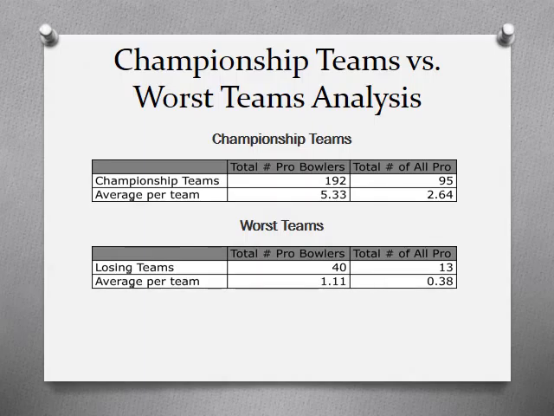When comparing All-Pro players, there are 7.31 times more All-Pro player selections on championship teams compared to the losing teams. All-Pro players on championship teams average 2.64 players per team, compared to All-Pro players on losing teams, which average 0.38 players per team. The data shows that this is an extremely strong relationship between championship teams having drastically more Pro Bowl and All-Pro players compared to the losing teams. We can conclusively conclude that championship teams in the NFL have considerably more Pro Bowl as well as All-Pro players compared to the losing teams in the NFL.